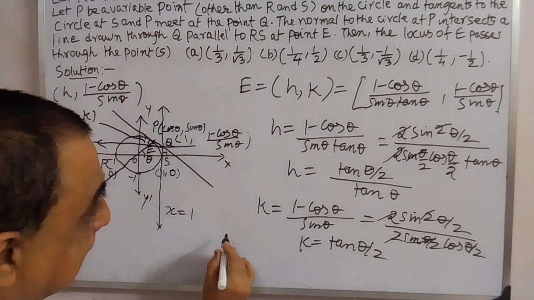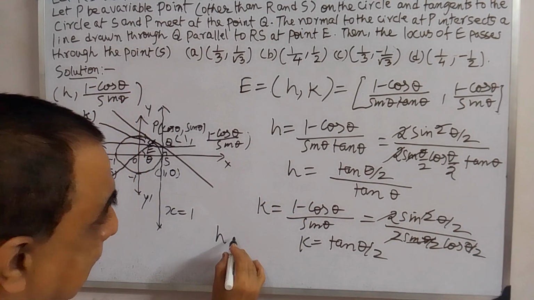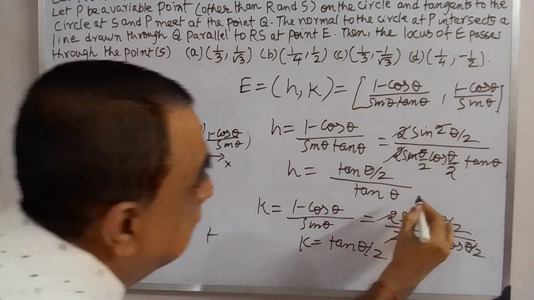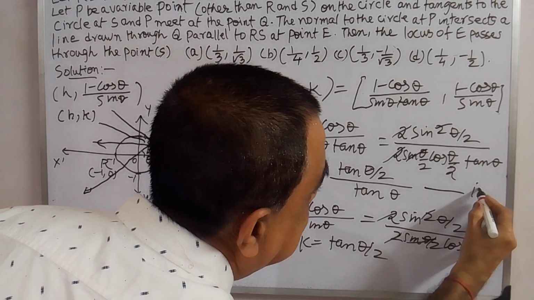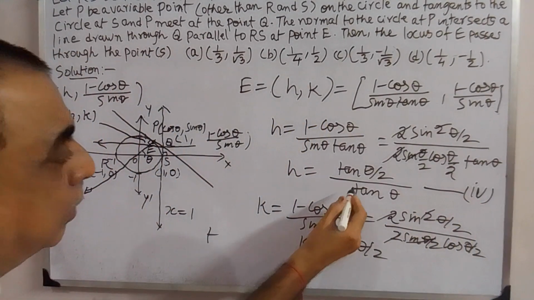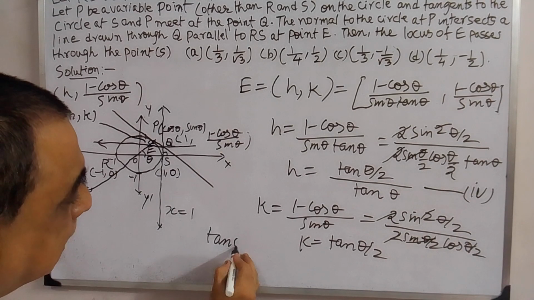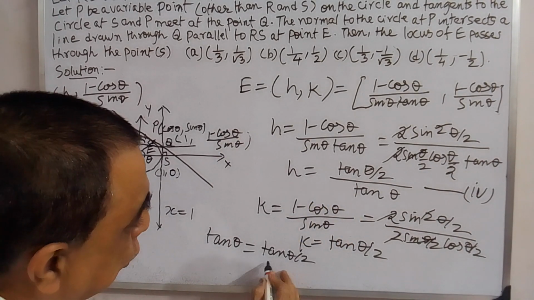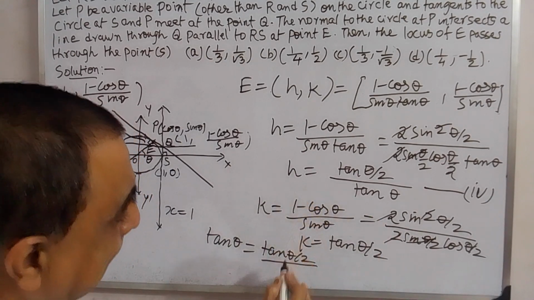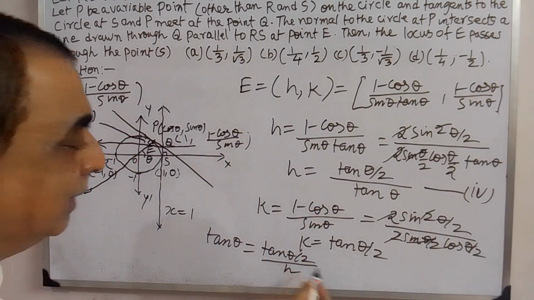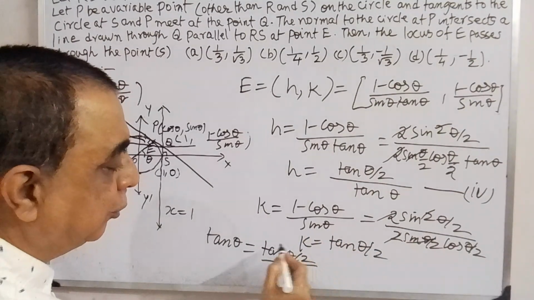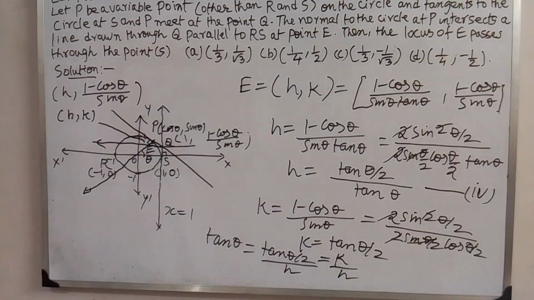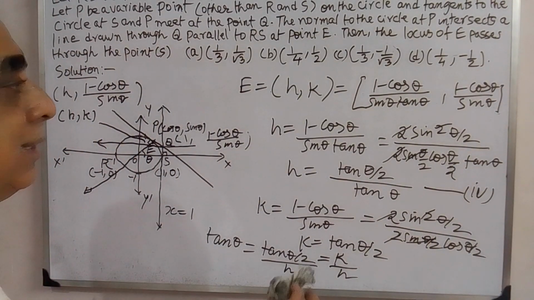So what are we getting from here? Suppose I write this as equation number 4. From the fourth equation, what is the value of tan theta? The tan theta value is tan theta by 2 divided by h. And tan theta by 2 we have shown is equal to k. So that is k by h. So k by h is equal to tan theta.